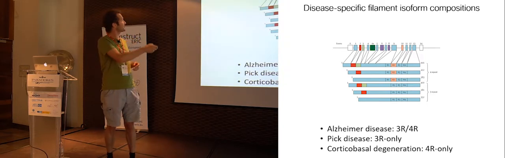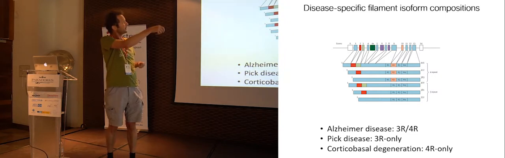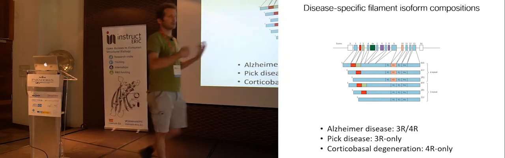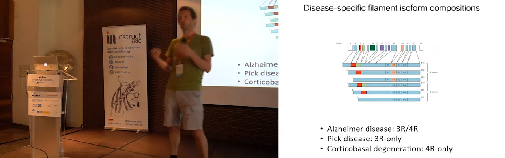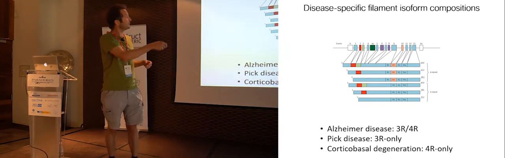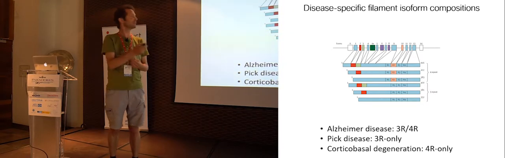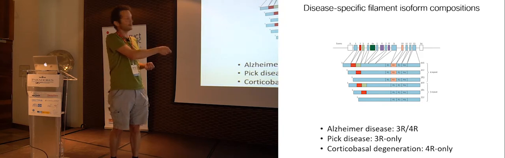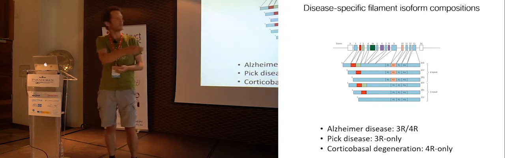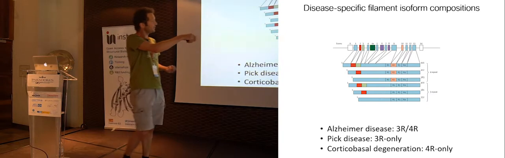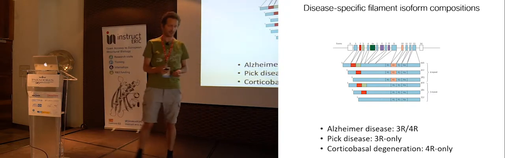There are two exons at the N-terminus of the protein, which can be there or not. And then there's exon 10 here, which codes for a microtubule-binding repeat. In full-length tau, there are four of these repeats, and this is the region of tau that binds to the microtubules. Exon 10 can be spliced out, and then you have what is called three-repeat tau. So in total, there are three three-repeat isoforms and three four-repeat isoforms.